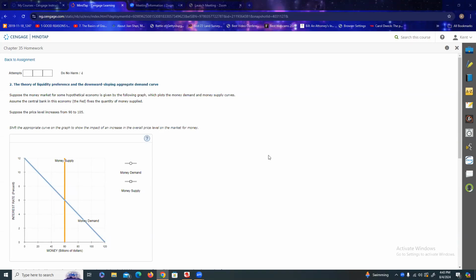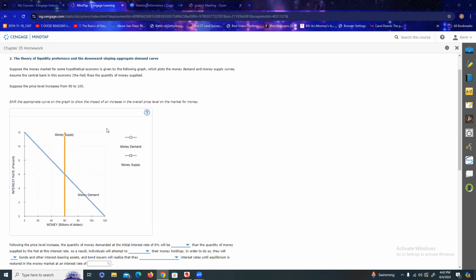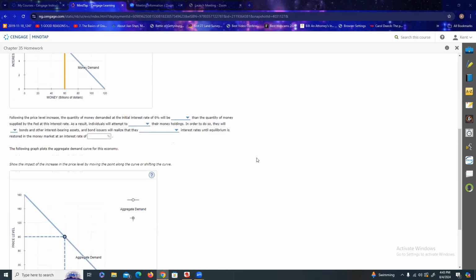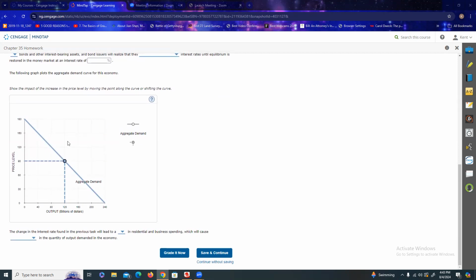The theory of liquidity preference and the downward sloping aggregate demand curve. All right, on this one, we've got liquidity preference right here. We have the market for money. And down here, we have the aggregate demand curve.